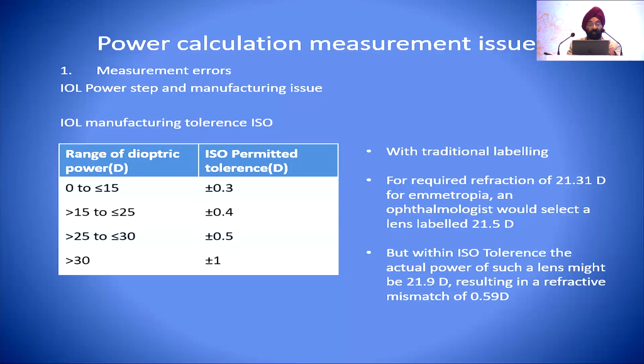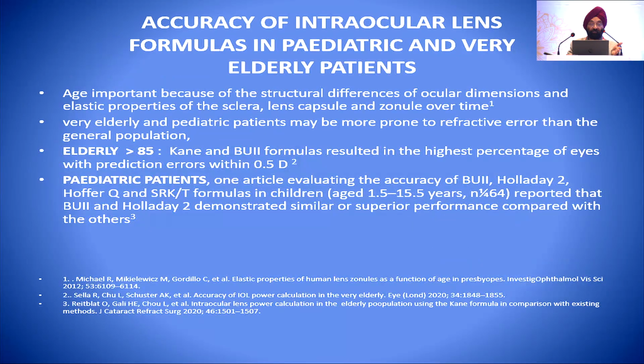Then there are some measurement errors because the ISO permitted tolerance for various IOLs is also there. Imagine you have calculated a power of 21.3. So the nearest IOL available is 21.5. But the ISO permitted tolerance for this 21.5 is 0.4. So you wanted to implant 21.3, but actually you are implanting something like 21.9. So you have got an inaccuracy error of 0.6 diopter without any fault of yours. So don't blame yourself for everything.